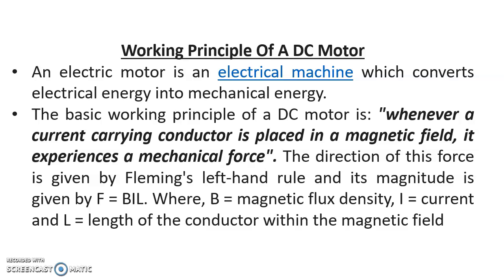And its magnitude is given by the formula. The magnitude of the force experienced is given by F, which is equal to BIL. B is the magnetic flux density. What is magnetic flux density? The amount of magnetic flux passing through a unit surface area is called magnetic flux density. I is the current, the amount of current we are passing through the conductor, and L is the length of the conductor within the magnetic field. Therefore, BIL describes how much force is experienced.